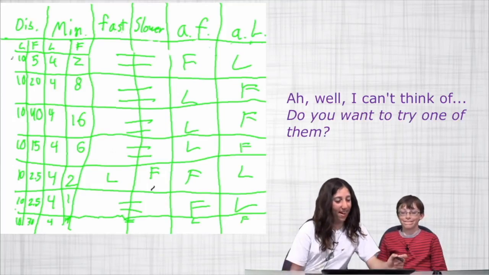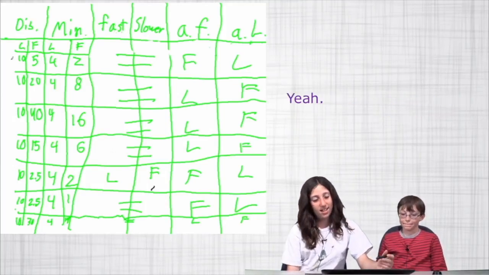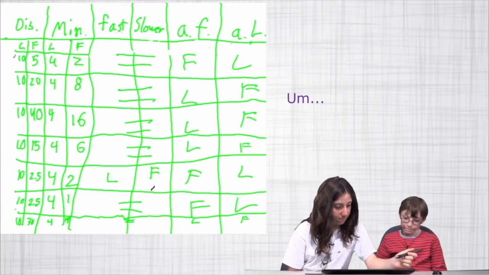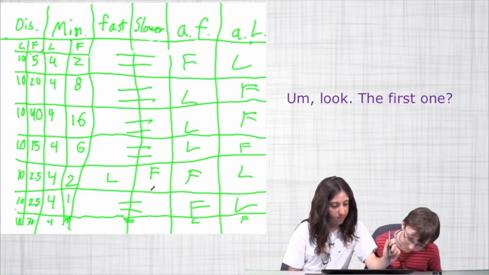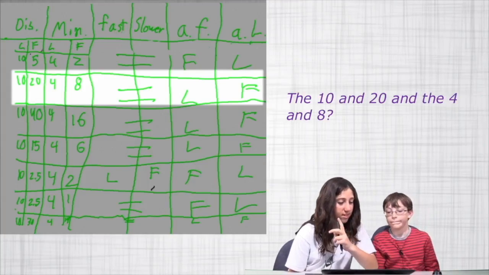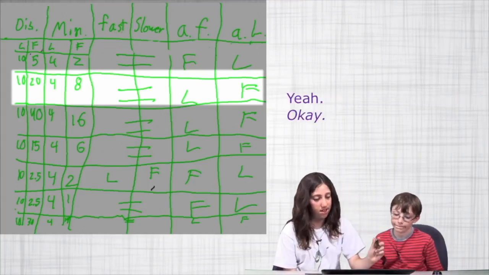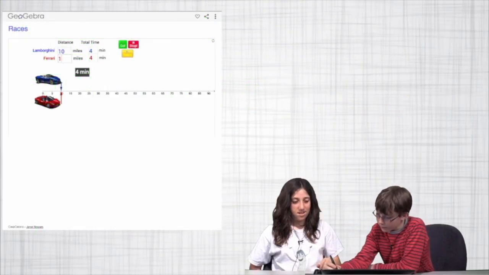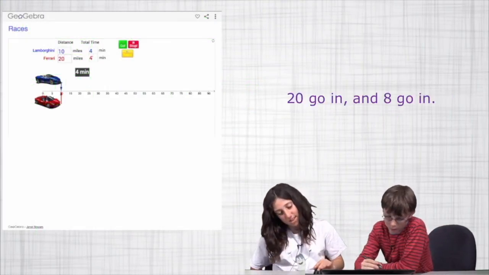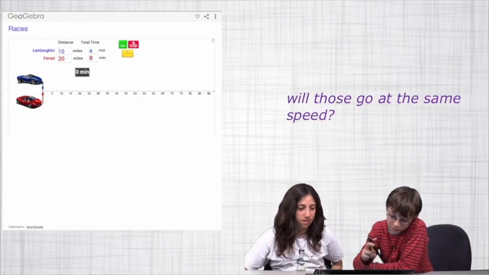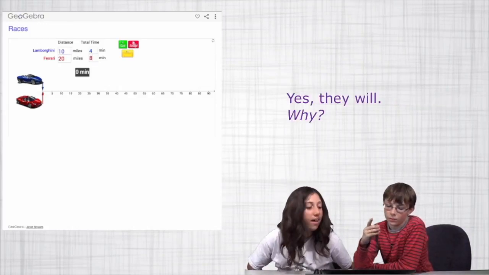I can't think. Do you want to try one of them? Which one do you want to try? The second one. Which second one? The 10 and 20 and the 4 and 8? Yeah. Okay. So can you show me 20 and 8? Okay, so before I say go, will those go at the same speed? Yes.